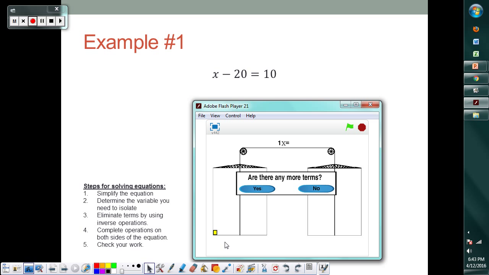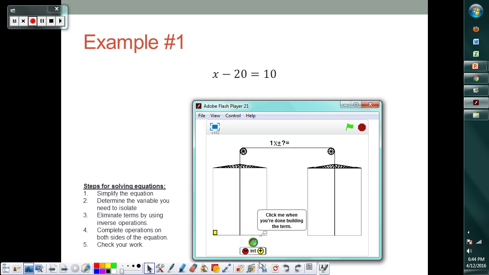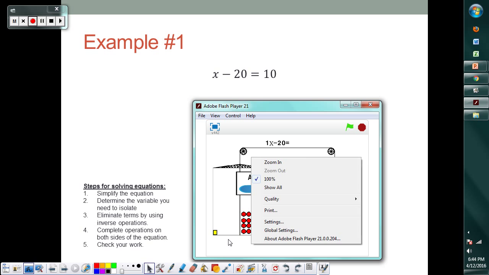Then it wants to know if there are any more terms. In this case, I have x. I also have minus 20, so there are. So I click yes. Does it have a variable? Nope. And then I go through, and it's minus 20, so it's going to be negative 20. And I add until I get to 20. Then I go ahead and click the green check again.